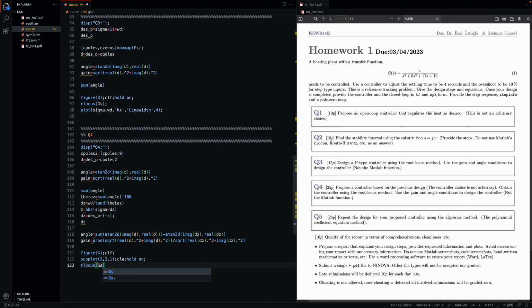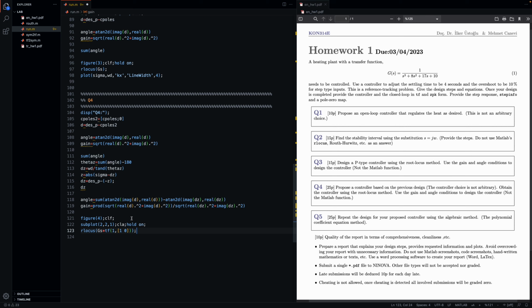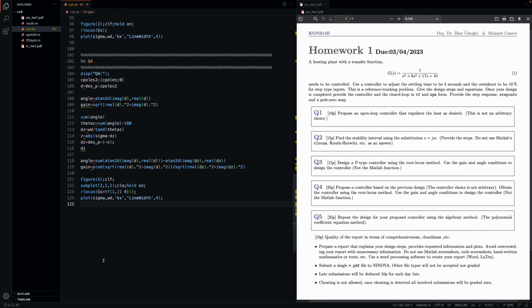First of all, we had G(s). Okay, let's go with this. And yeah, we added basically a pole at the origin. So when you're plotting the root locus, you should basically repeat this here. And let me take this one here. There we go.